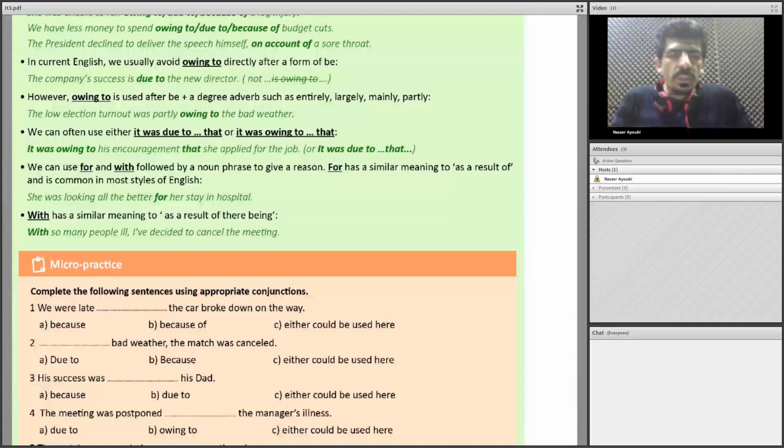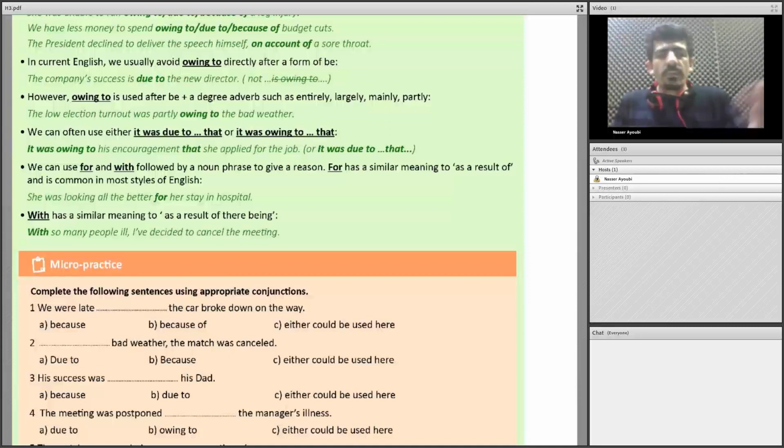Next part is about "it was due to that" or "it was owing to that." We can often use either "it was due to that" or "it was owing to that" with the same meaning. There is no single difference between them. It was owing to his encouragement that she applied for the job, or it was due to his encouragement that she applied for the job.